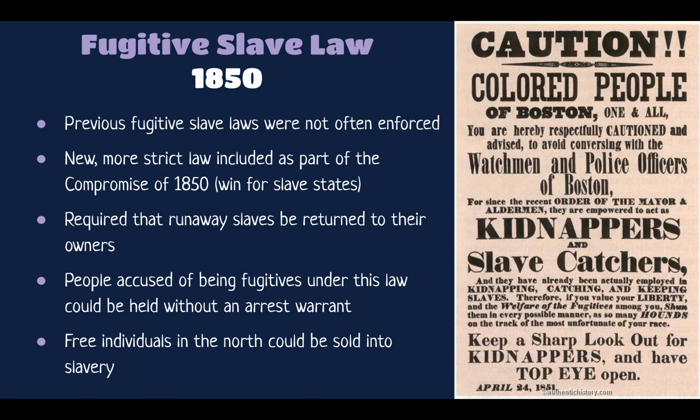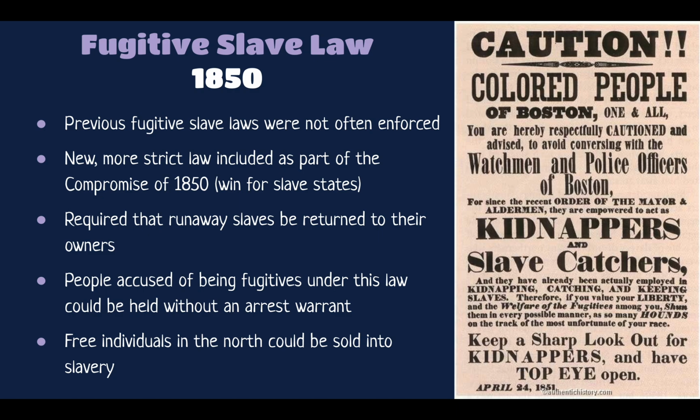In fact, the U.S. Constitution includes a fugitive slave clause that would allow for the return of runaway slaves, but it wasn't often enforced. There weren't clear rules for who would be capturing or returning slaves and how that system would work. So this new Fugitive Slave Law or Fugitive Slave Act in 1850 would be much more strict, and it would require that runaway slaves be returned to their owners.